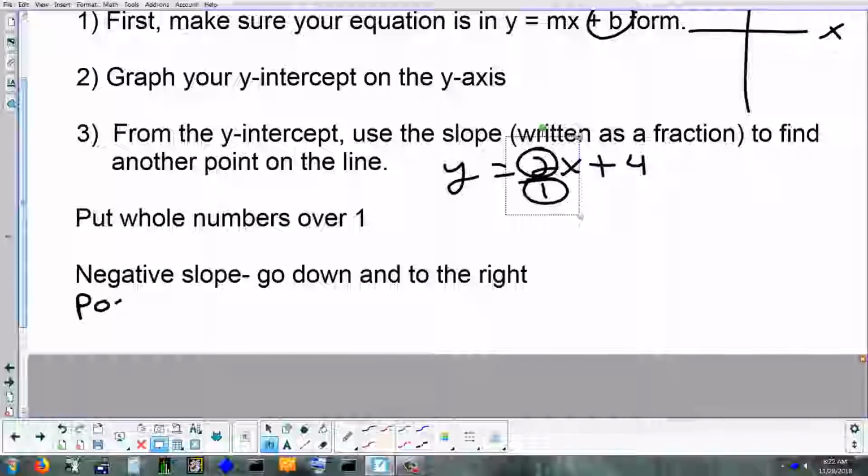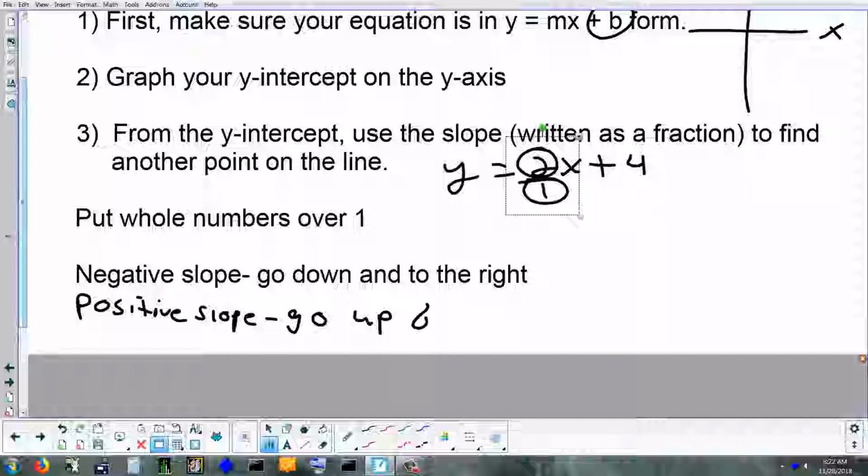You're either going to have a negative slope or a positive slope. You're going to have one of those 2 situations. So negative slope, you go down and to the right. Positive slope, you go up and to the right.